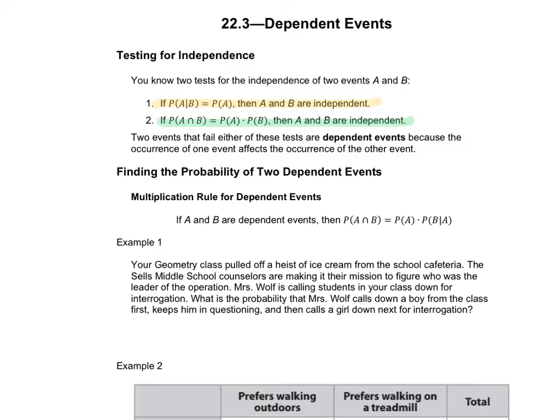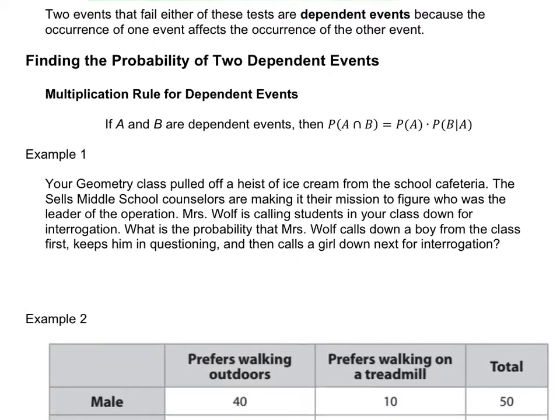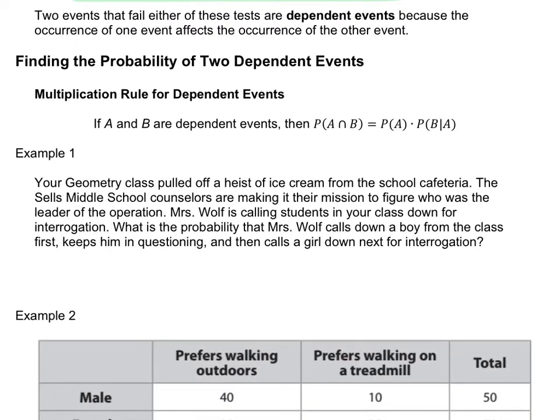But what if the events are dependent? We get a new definition down here. If A and B are dependent events, then the probability of A intersection B equals the probability of A times the probability of B given A. And the reason we have to include the given A portion here is because A is affecting B. So the probability of B is being affected by whatever happens in event A.